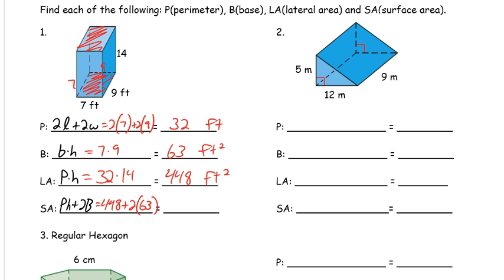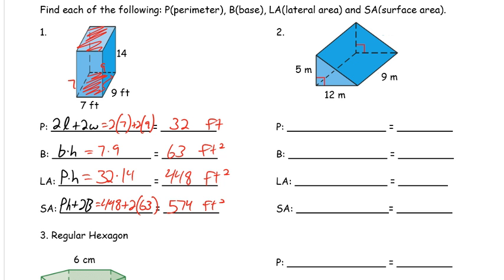448 plus 2 times 63. Let's do this again. 2 times 63, 448, 574 feet squared. In other words, that's all the area that you could touch on this shape. Let's look at the next one.